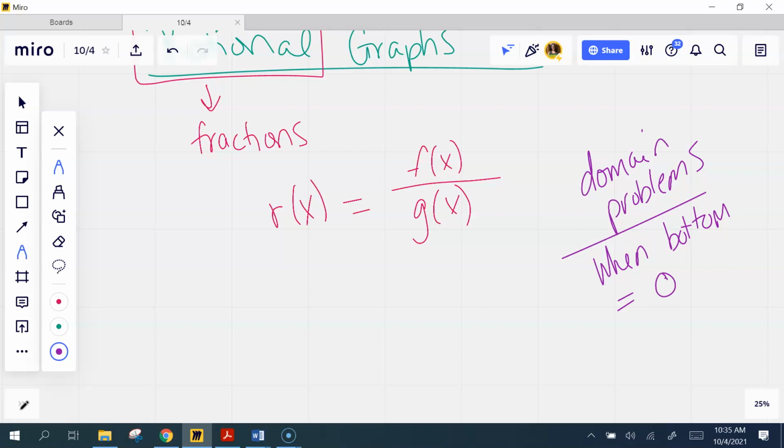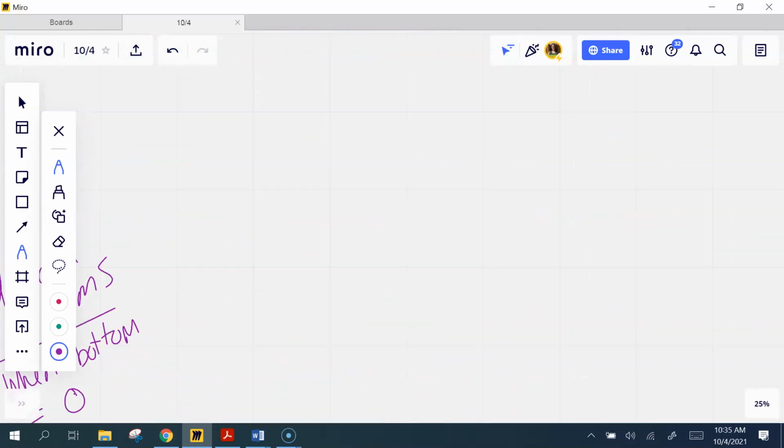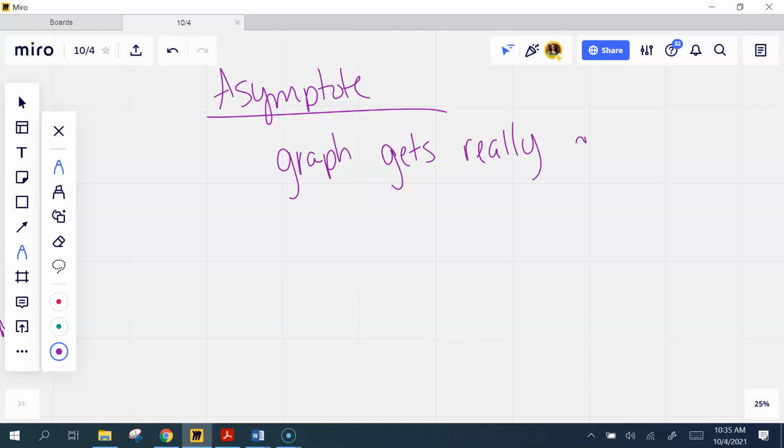Let's talk about asymptotes for just a minute. What is an asymptote? Okay, it approaches something, it gets really, really close, but it never touches. Do you agree with that? So the graph gets really close. I'm glad you said that, Brett.